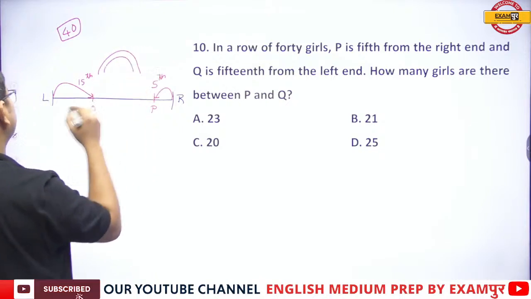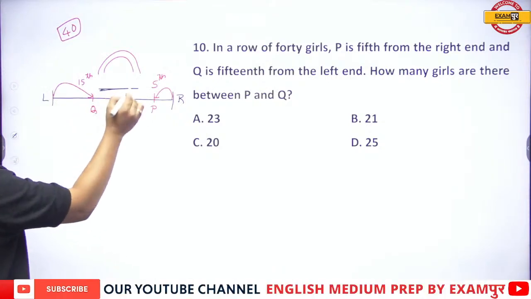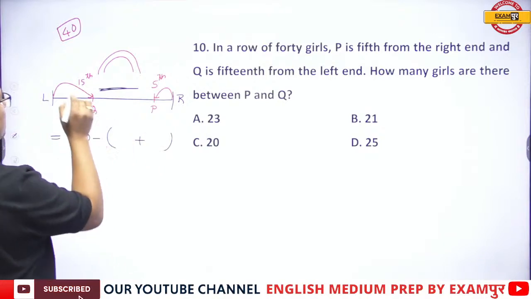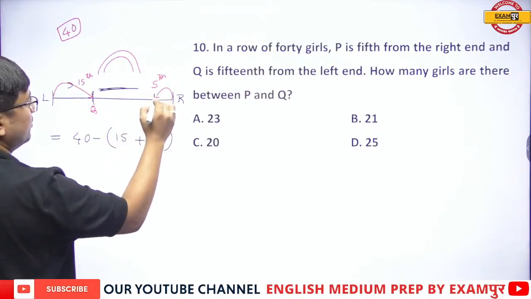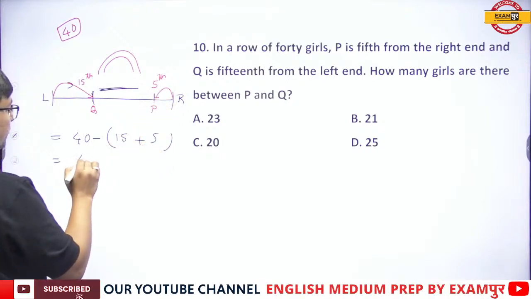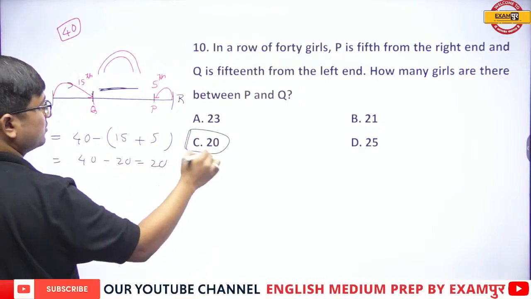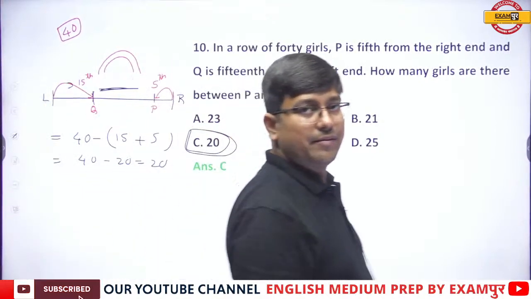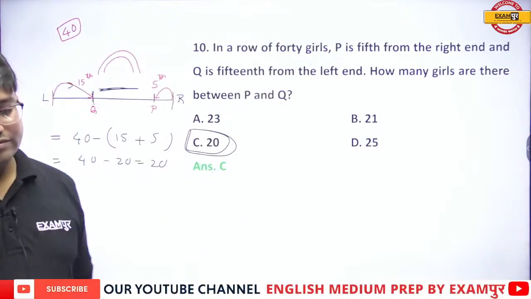Okay, now just tell me, it's a very simple question. So the number of girls in between is equal to total girls 40 minus, till here are 15 plus till here are 5. So basically 40 minus 20 is 20, and that's the right answer. Answer is option number C, that is 20. All right, everyone. Getting it, yes or no? Okay.